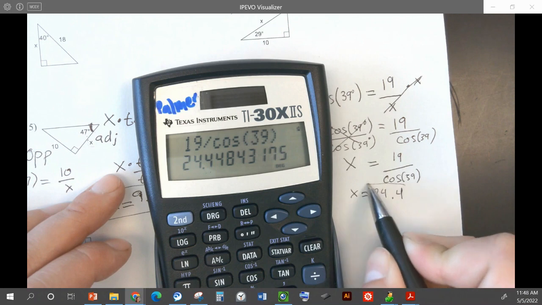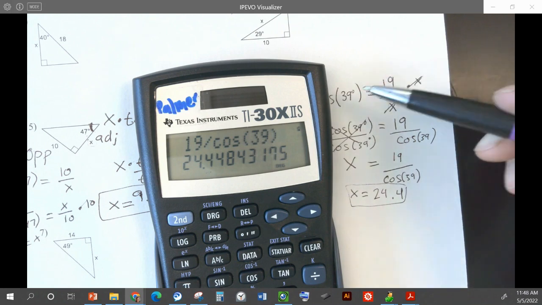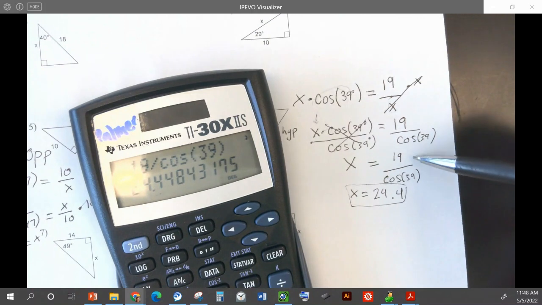Okay. All right, so here's our pattern. When x ends up on the bottom, we take that number and divide it by our trig function with our angle. So that's our pattern.